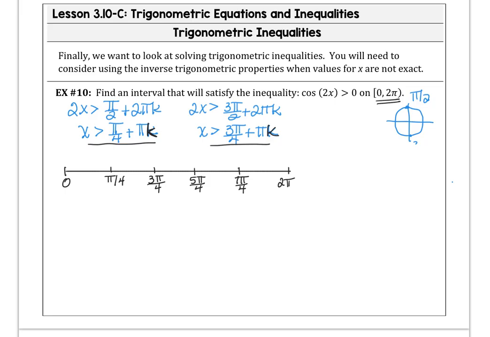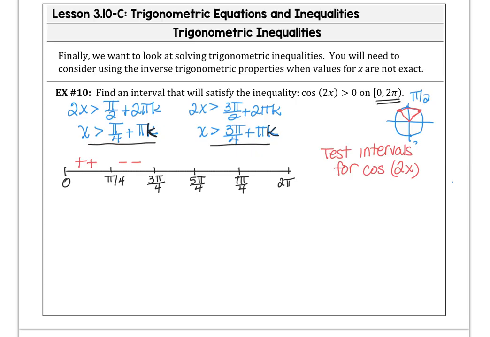So testing those intervals, we want to test intervals for the cosine of 2x. I'm going to pick a number between 0 and pi over 4 and substitute in there. Pi over 4 is here. Everything's positive up there, so this is a positive interval. Between pi over 4 and 3 pi over 4, we've got some positive values and some negative, so this is going to be negative.